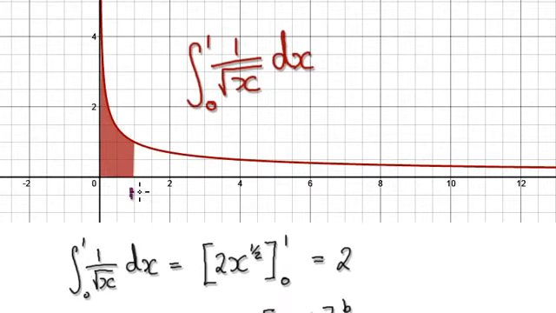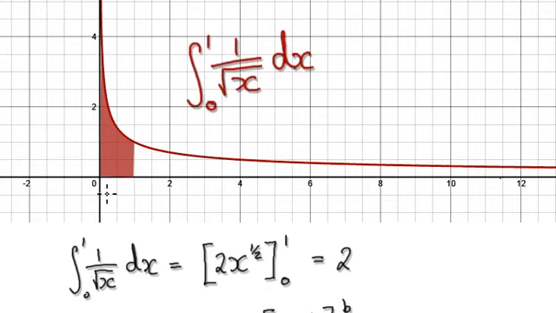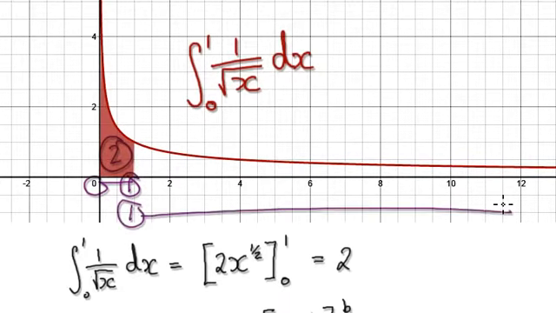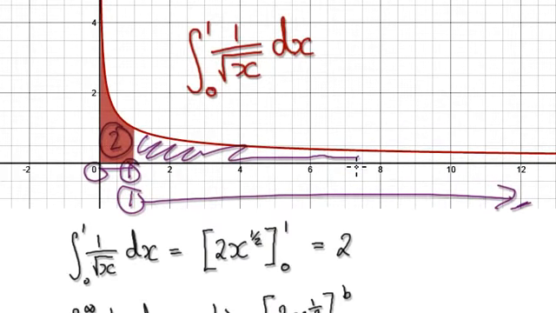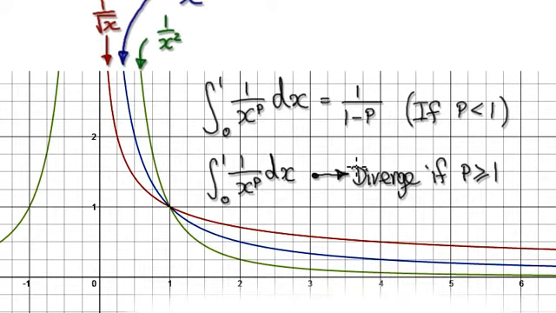So what that means is, if you're trying to integrate from 1 all the way to infinity, as b heads towards infinity, this area here is just going to get larger and larger and larger. It doesn't converge, it will diverge. So from 0 to 1, this area here will converge to 2. But if you integrate from 1 all the way to infinity, this area here will diverge. Okay, and we've seen that.